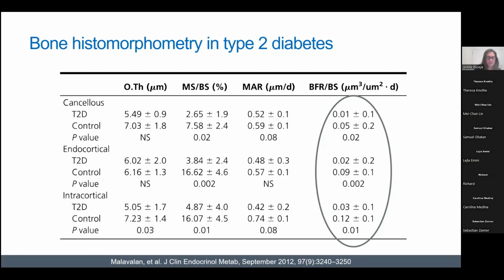And this is very much in sync with what is happening with P1NP and CTX. And in fact, the bone markers may be underestimating the decrease that is truly seen in people with diabetes.